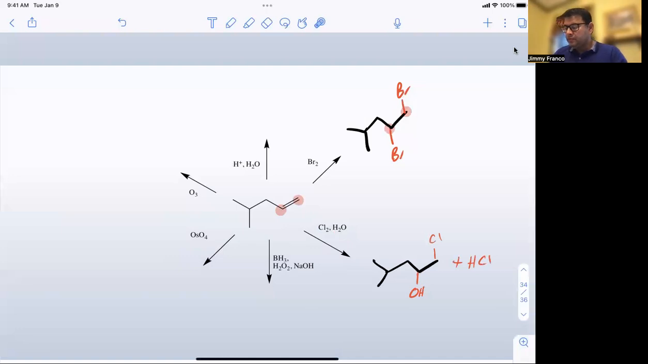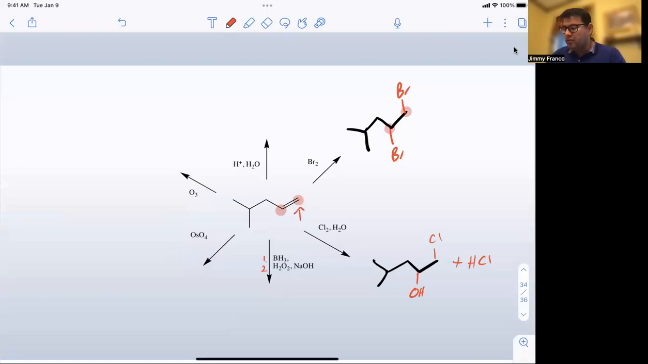Next one, we have a few more. You're going to add BH3 followed by peroxide and sodium hydroxide. Remember, anytime you see BH3, you're going to add to the least substituted carbon. And so we would add these sequentially. So we're going to add an alcohol to this least substituted carbon.